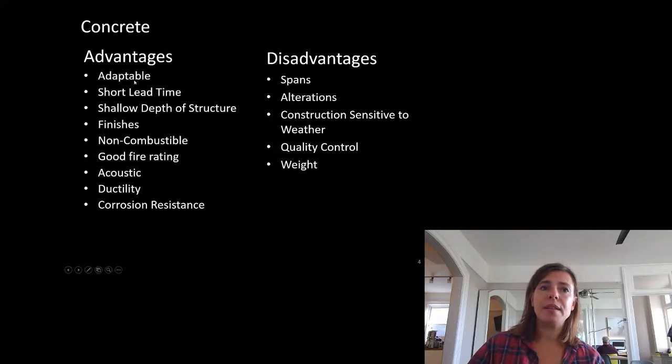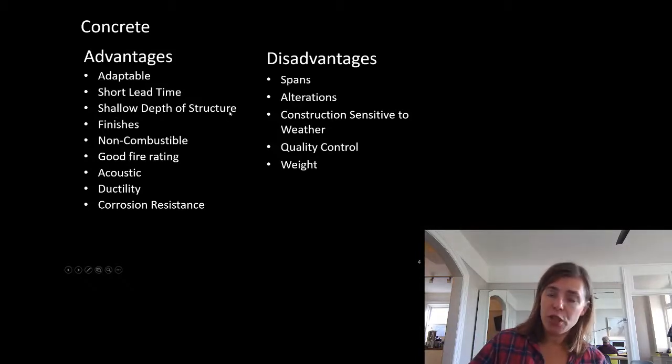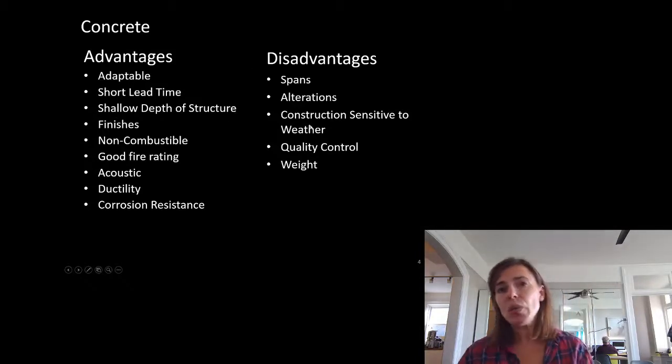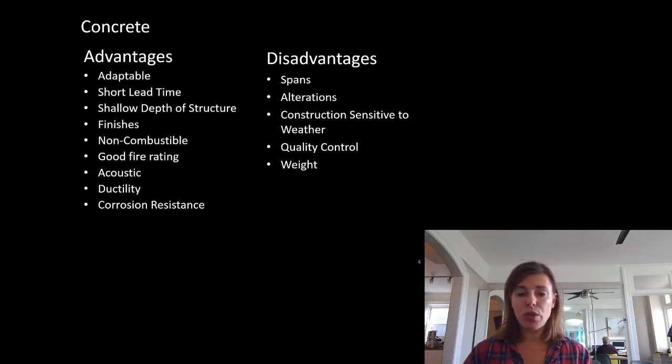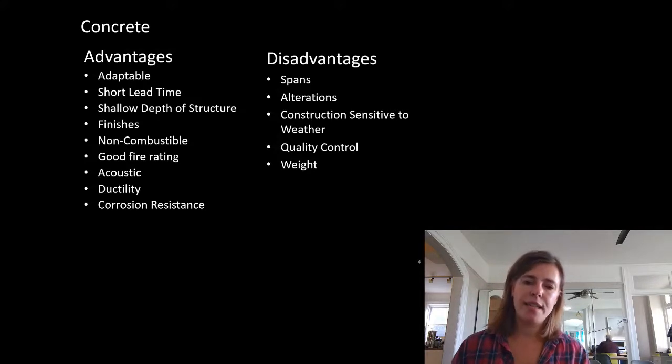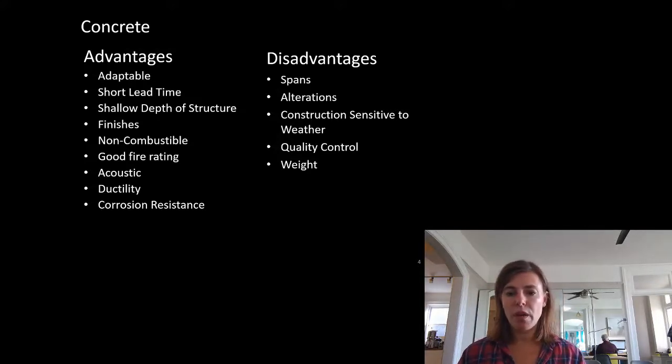The thing that makes it really great for being a shallow depth of structure is the reason it's not so great for alterations. If you want to come in later and say, I want to put a door in that wall, you need somebody to analyze that. I have a project that I did a couple years ago. It was at High Park, and they wanted to put a door opening in a concrete building.